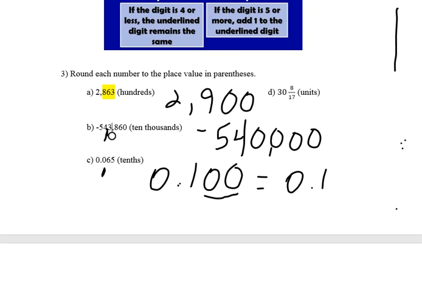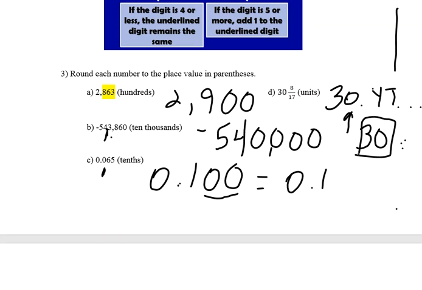Now, 8/17. We have to figure out if 8/17 is 5 and bigger, or if it's 4 and lower. So, grab your calculator, do 8 divided by 17, and we get the number 30.47, and then there's some other numbers. So, this is my units. 4 says to leave the 0 alone, so it's going to be just the number 30. So 30 and 8/17 becomes just 30.